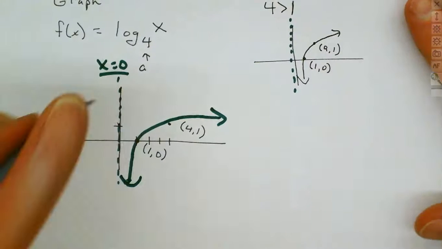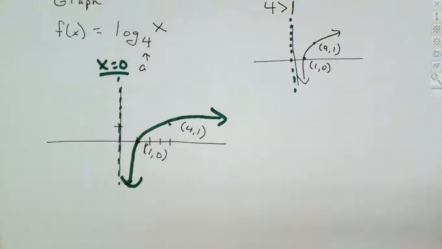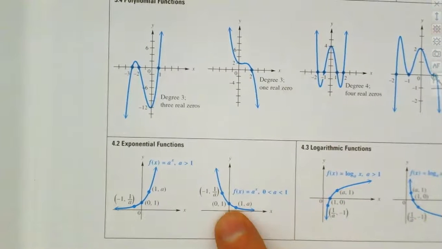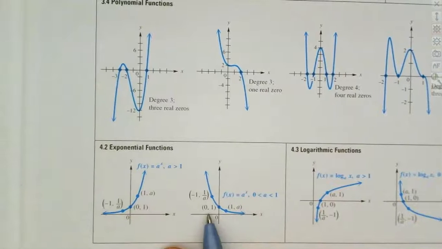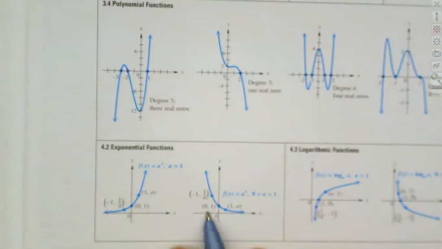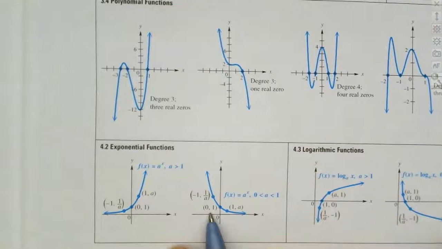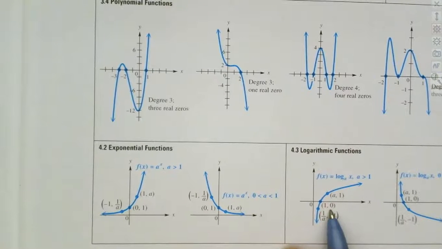Okay, why did I start at 1, 0 here? Remember last class period when we looked at the exponentials. And the exponentials, they started at 0, 1, right? All the time. Remember that from last time? These start at 1, 0. Why? Because these are inverses of each other.